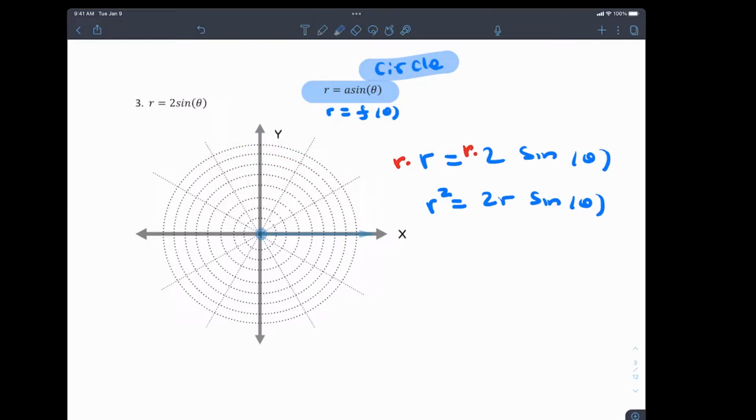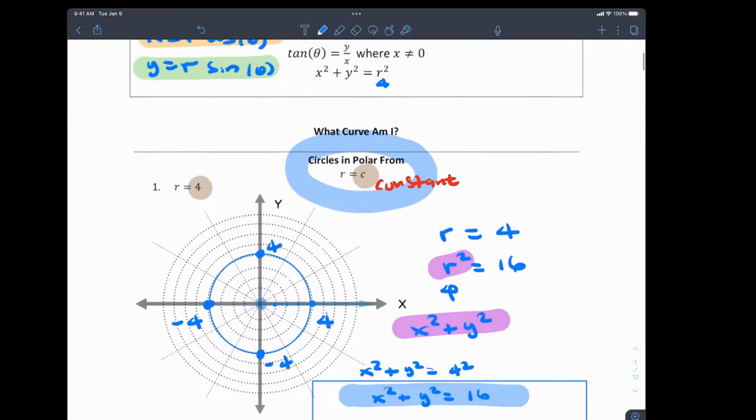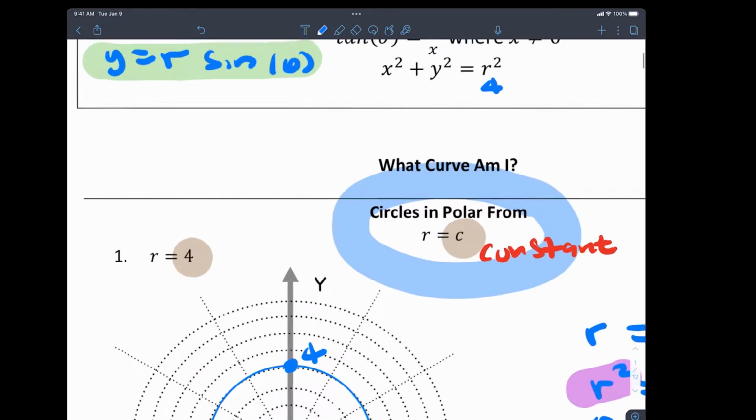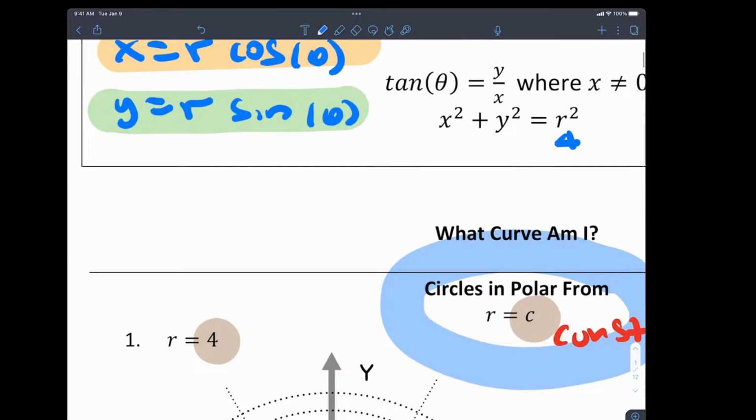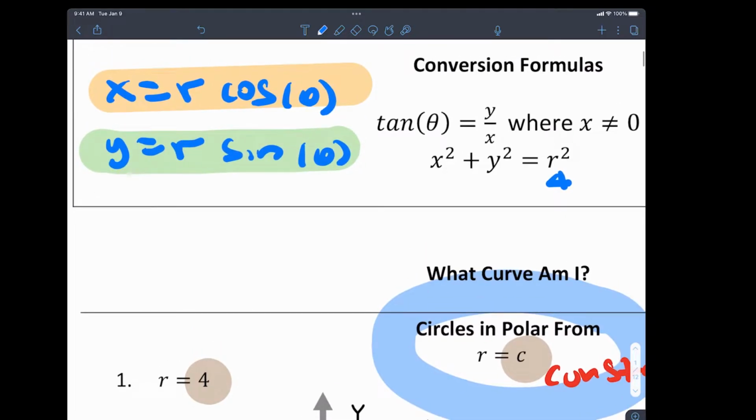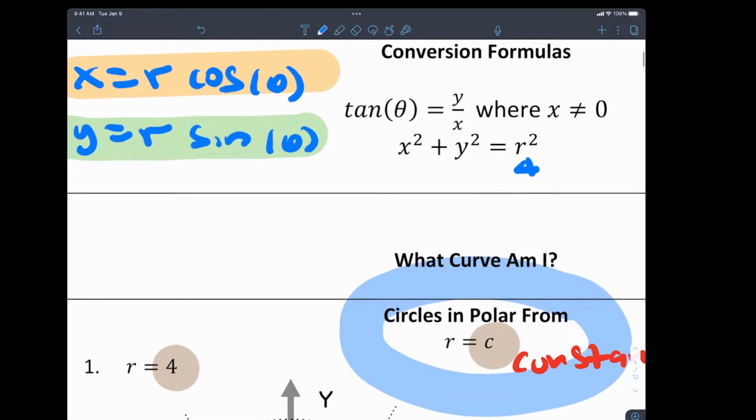Okay, you already know what is r squared. You guys know what that is? That's x squared plus what? y squared. And that equals 2r sine theta. r sine theta. What do you guys know about this, r sine theta? r sine theta is what letter? y. This is why I had to point those details out to you guys. r sine theta is the y variable.